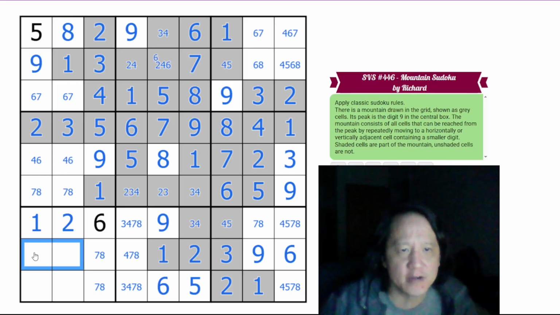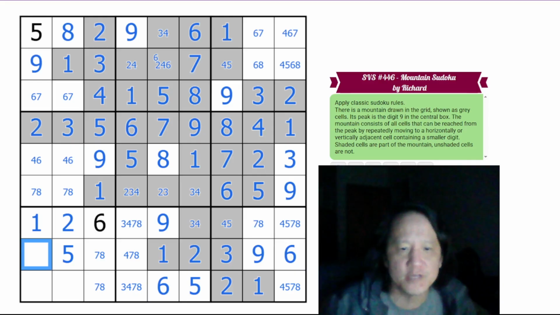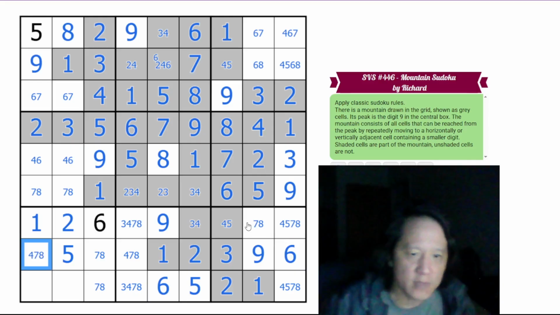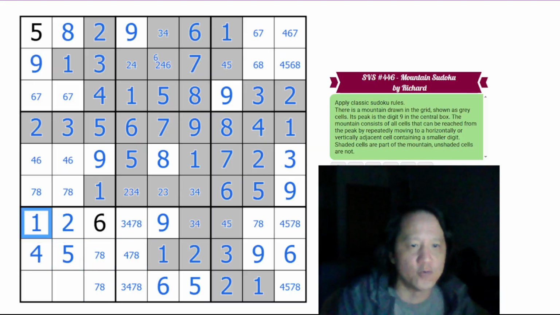We need a 5. 5 can't be here because of 5 in the column. 5 can't be either of these because 5 is in the column. So 5 has to be here. Therefore, this is 4, 7, and 8. Cannot be 7 or 8 because of the 7, 8 pair in the box. So this is 4, which makes this not 4.